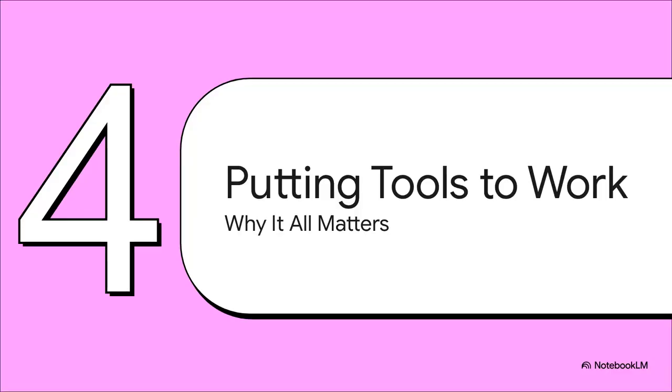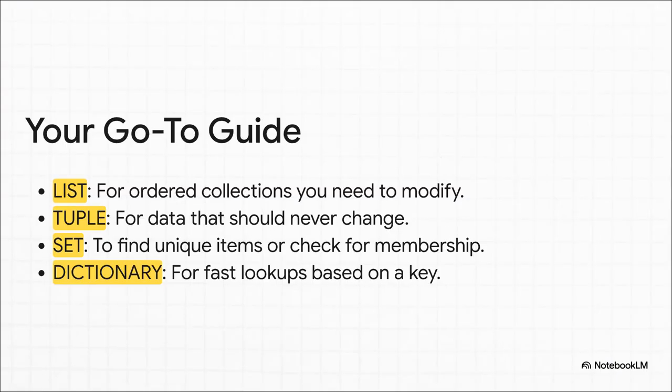So we've filled up our toolbox. We've got our numbers, we've got our logic, and we've got a whole bunch of containers to organize our information. But why does any of this really matter? What's the big deal? Well, let's see how this all comes together. Think of this as your quick reference guide, your when to use what cheat sheet. If you need a flexible, ordered collection you know you're going to change, grab a list. Need to protect your data and make sure it never changes? Use a tuple. Need to find only the unique items in a huge collection? A set is your tool. And for lightning-fast lookups, it is the dictionary every single time.